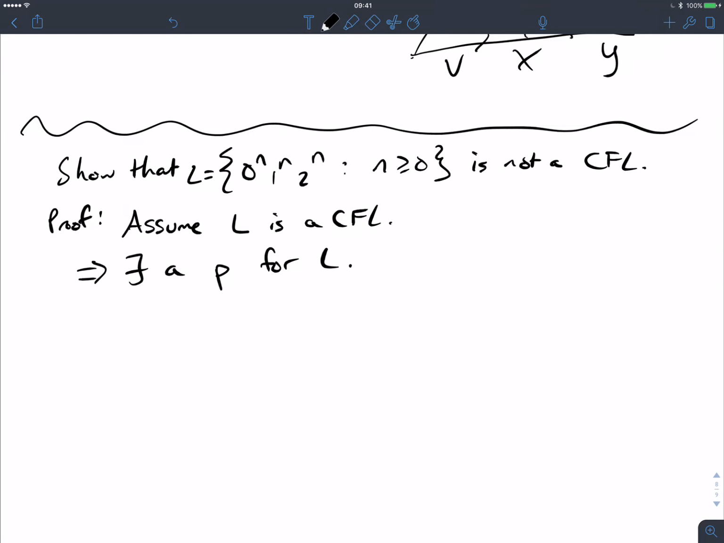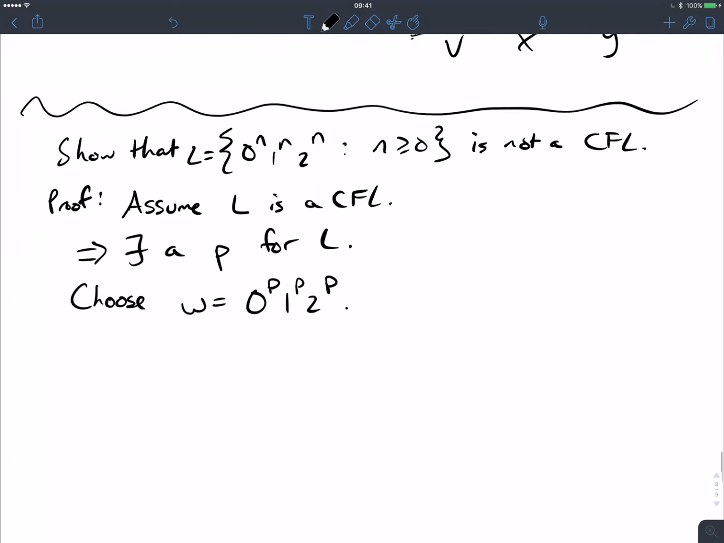Let's pick a string. What two properties do I want of this string? It is at least P characters and in the language. Do you think I'm going to test for that? Yes. So pick a string in the language and long enough. 0 to the P, 1 to the P, 2 to the P is a perfectly fine string. It has at least P characters. Is it in the language? Yeah, it has the same number of zeros, ones, and twos in that order.